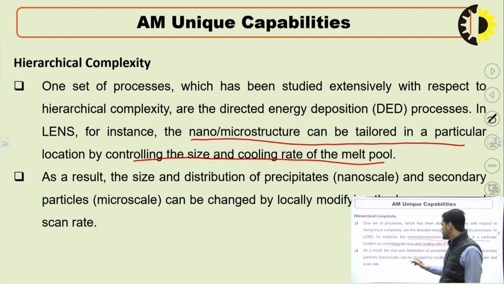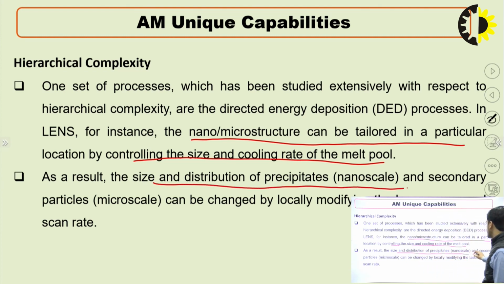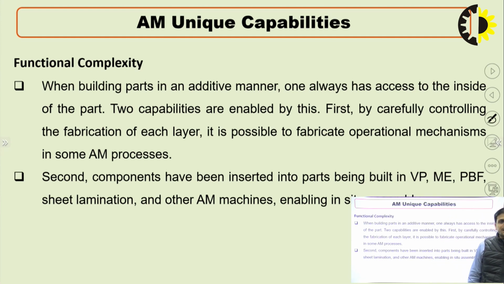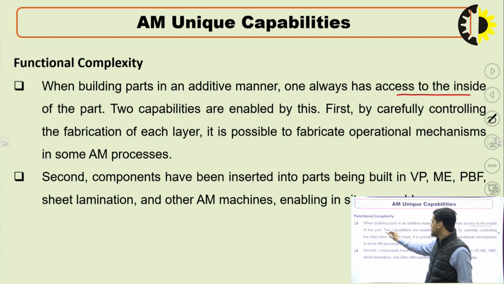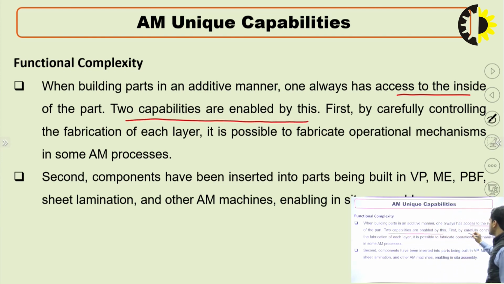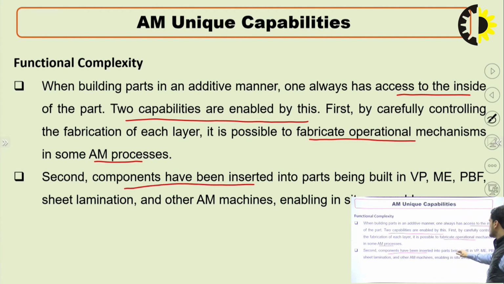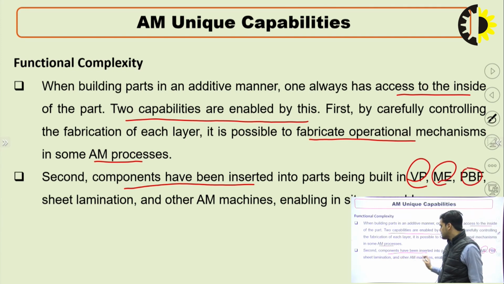As a result, the size and distribution of precipitates (nanoscale) and secondary particles (microscale) can be changed by locally modifying the laser power and the scan rate. Then, function complexity. When building a part in an additive manner, one always has access to the inside of the part. Two capabilities are enabled by this. First, by carefully controlling the fabrication of each layer, it is possible to fabricate operational mechanisms in some AM processes. Second, components can be inserted into the parts being built in vat photopolymerization, ME, PBF, sheet lamination and other AM processes.